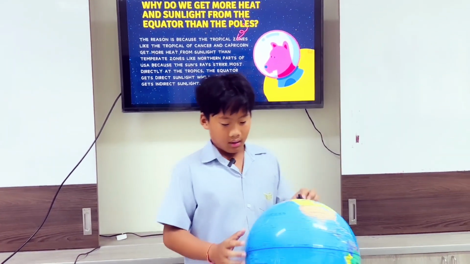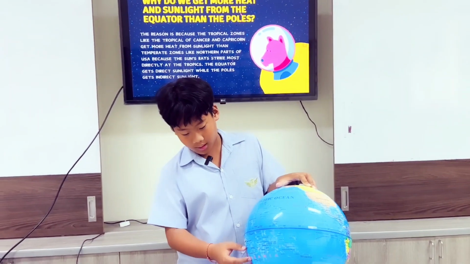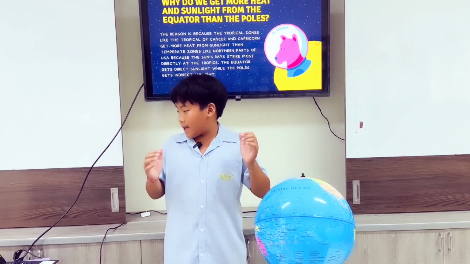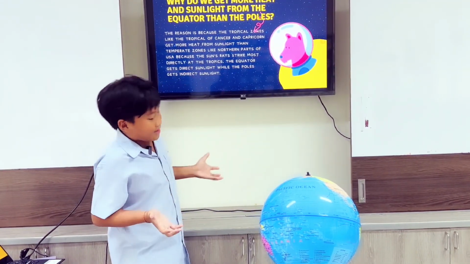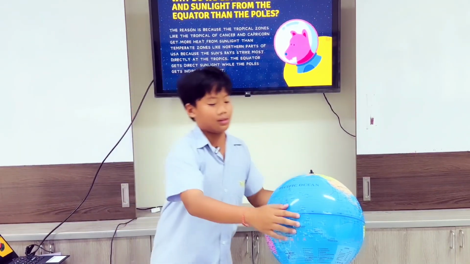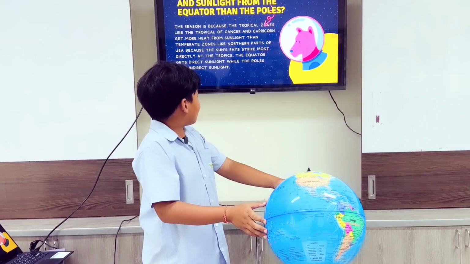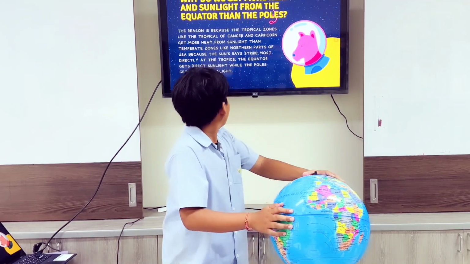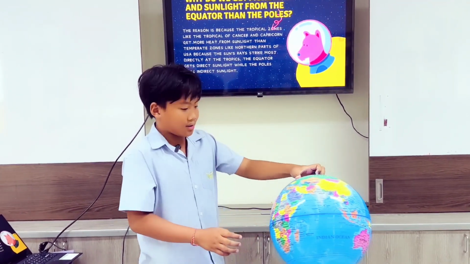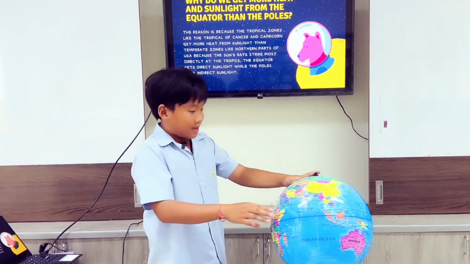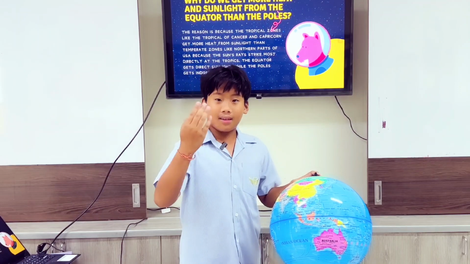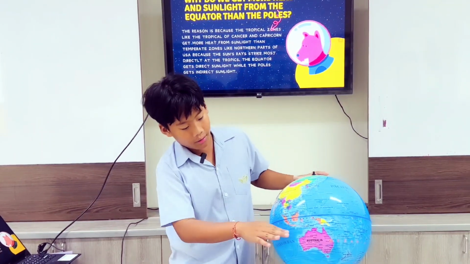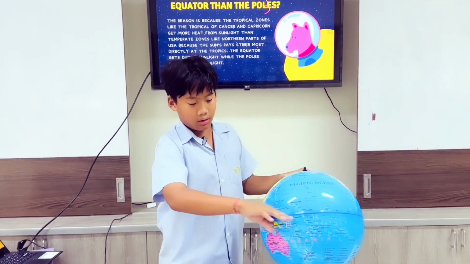For example, this is the Tropic of Capricorn, this is the Tropic of Cancer. Well, these are the temperate zones. The reason is that the tropical zones, like the Tropic of Cancer and Capricorn, get more heat from sunlight than temperate zones like northern parts of America. Because the sun's rays strike most directly at the tropics, the equator gets direct sunlight while the poles get indirect sunlight. If my hand is the ray and it goes like this, it only gets a little bit. But if I go straight, it gets more.